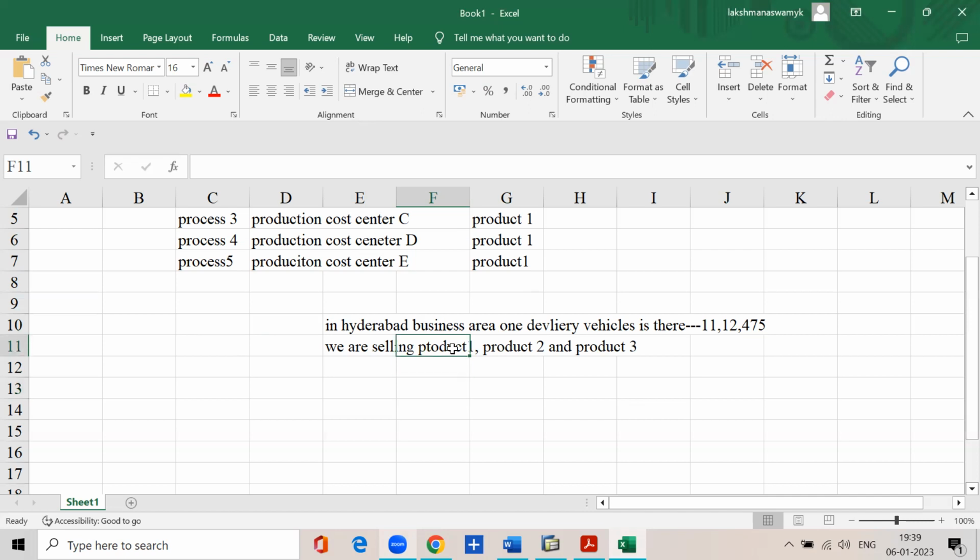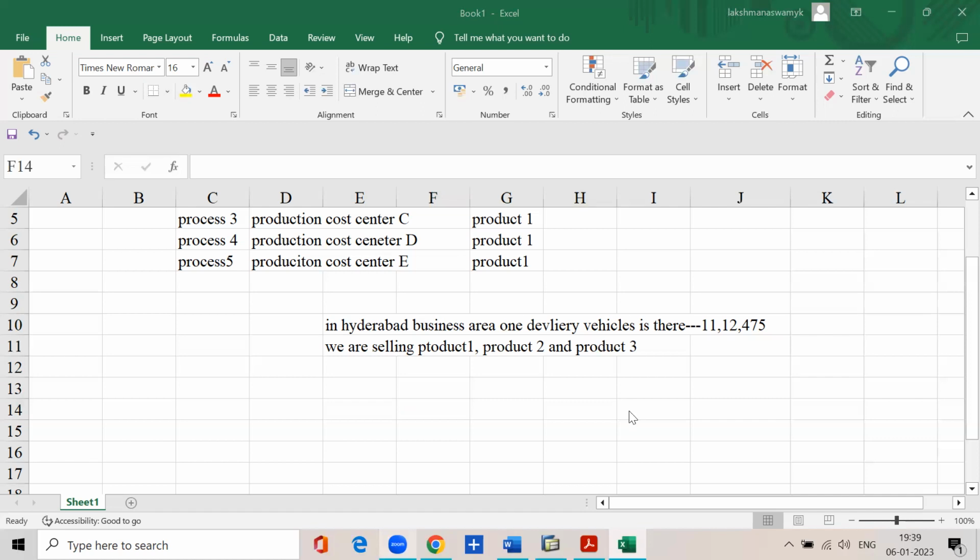with which product's balance sheet do you identify this delivery van's acquisition cost? Because this delivery van is used to deliver all three products in the Hyderabad business area. In that case, with which product's balance sheet do you identify this delivery van's acquisition cost? Is it possible? Yes or no? No, sir. It is possible.